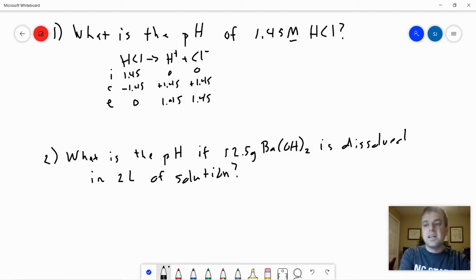So what I mean by it ionizes completely, 100% of it ionizes. You don't have any left over here on the reactant side. So your H+ concentration is 1.45, so the pH equals the negative log of 1.45. So we plug that into our trusty calculator. Negative log of 1.45 is negative 0.16.